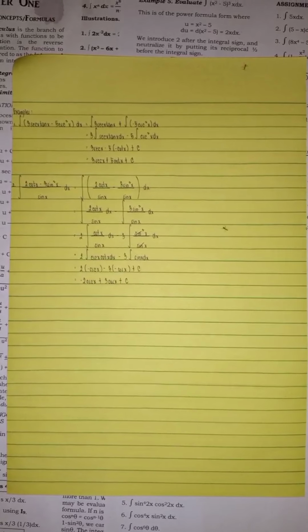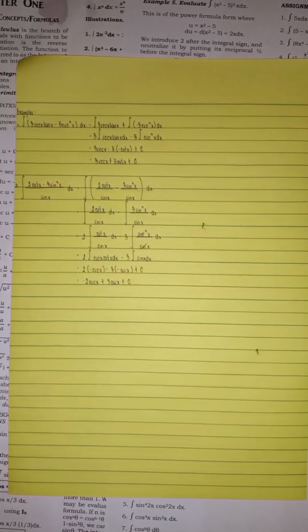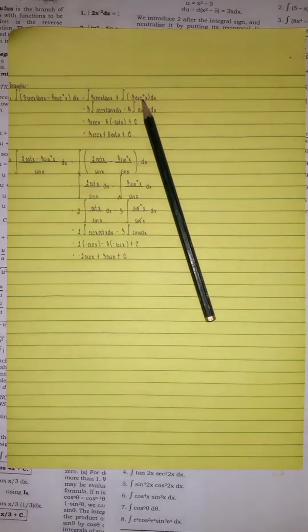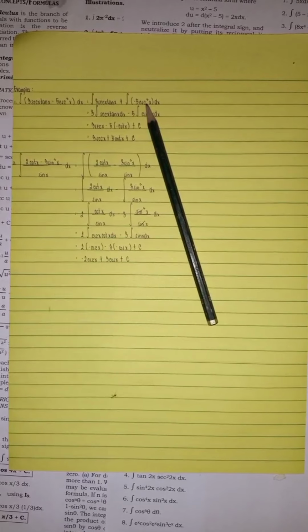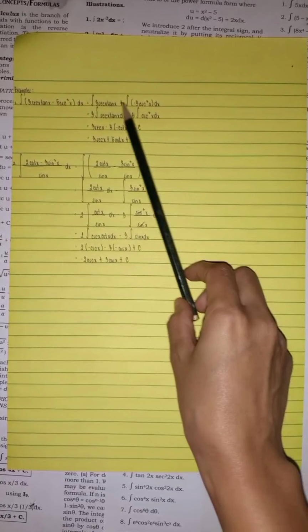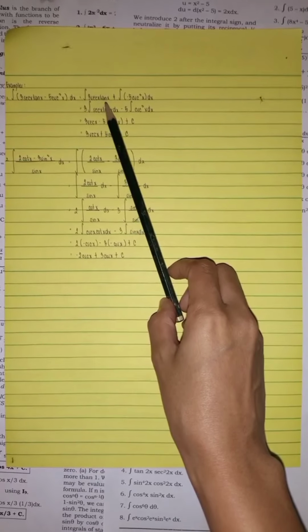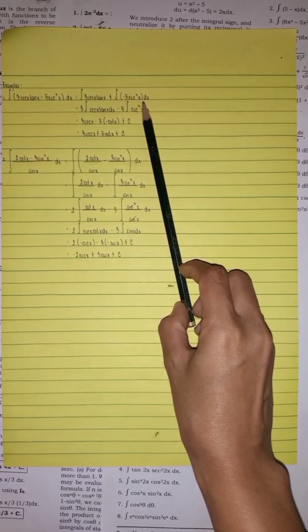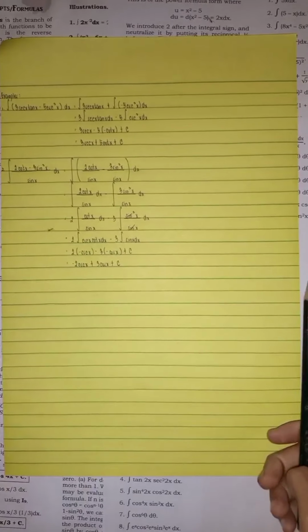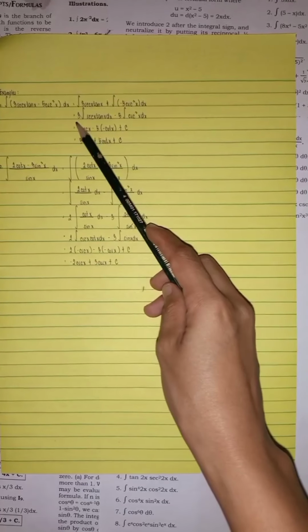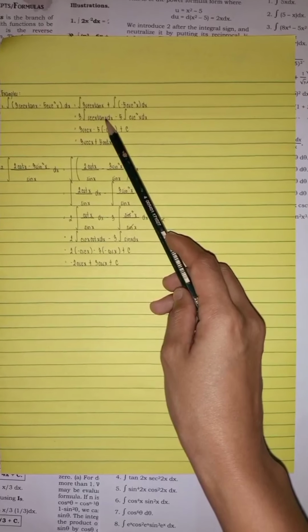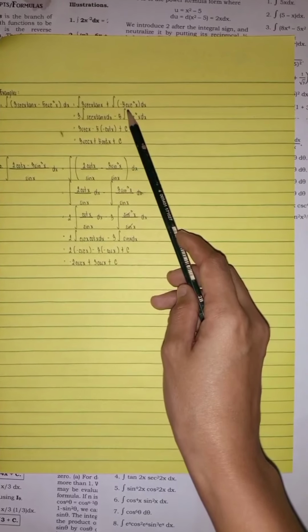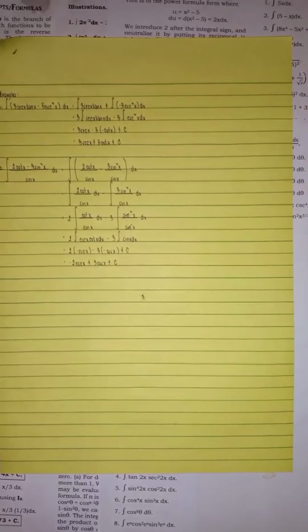Number 1. The integral of 3 secant x tan x minus 5 cosecant squared x dx. We will apply the distributive property for integrals, so since we have two functions, we can distribute this integral. So we have the integral of 3 secant x tan x dx plus the integral of negative 5 cosecant squared x dx. We can move the constants. We have 3 integral of secant x tan x dx minus 5 integral of cosecant squared x dx.